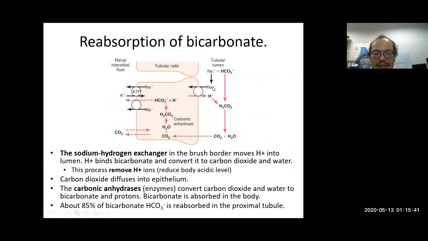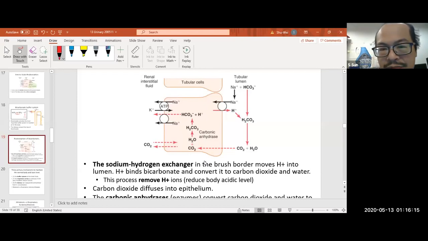And this is the reabsorption process. This is the urine. This is the interstitial in our body. In the urine, we have this bicarbonate. It will be reabsorbed into our body. So this process is complicated, but I just want you to remember one thing, just one thing, that the reabsorption of each bicarbonate, let me just draw it here.